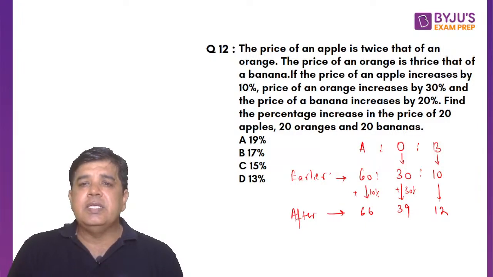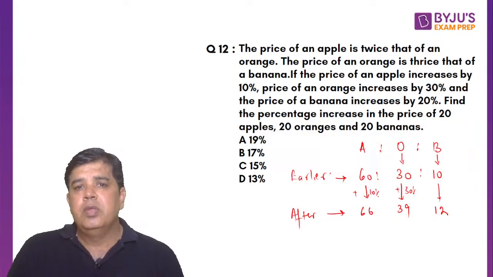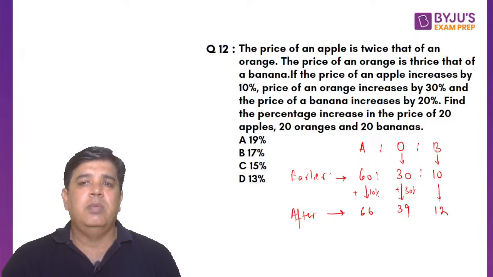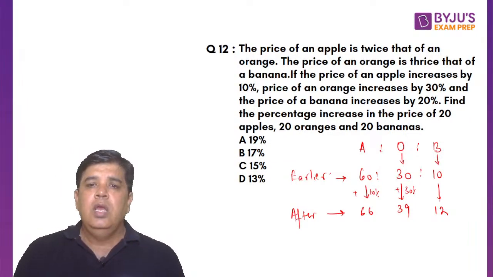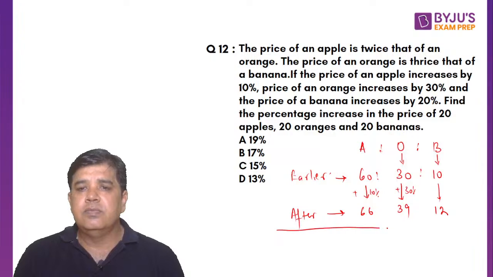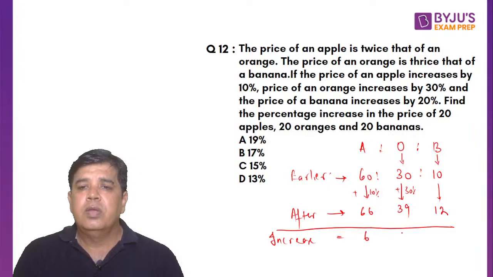Find the percentage increase in the price of 20 apples, 20 oranges and 20 bananas. Right, the percentage increase in 1 banana or 20 bananas will remain the same. So just see how much is the increase. How much is the increase? The increase is 6 here, 9 here and 2 here. Total increase is 17%.